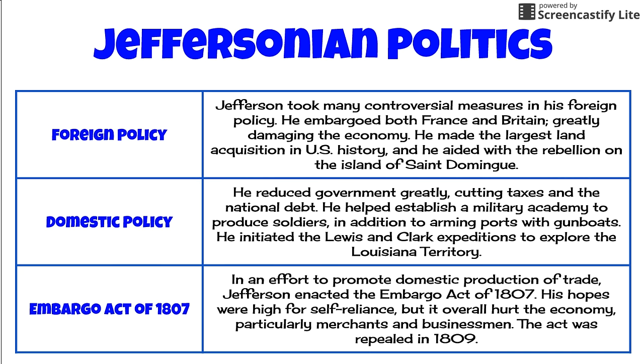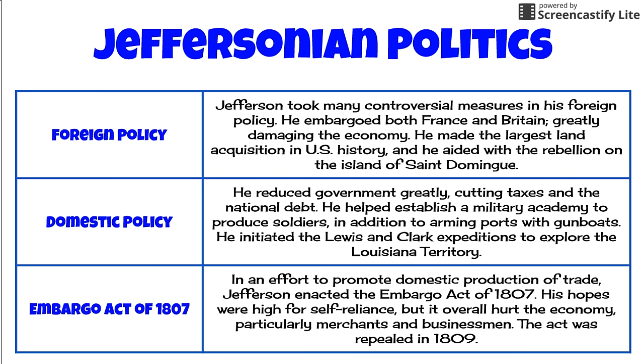And he's going to get a lot of enemies, not only from the Federalists, who already opposed him as an opposing party, but now more merchants and businessmen are going to oppose Jefferson because their livelihoods are going to suffer because of these embargoes. Eventually, the Embargo Act of 1807 is going to be repealed in 1809 because of the damage that it was doing to our country economically.